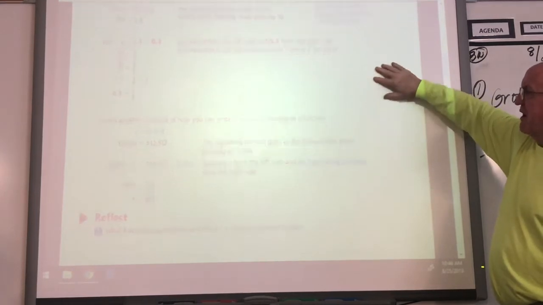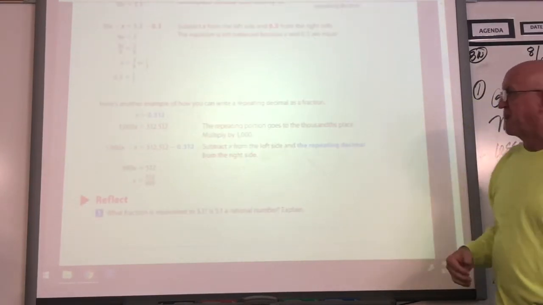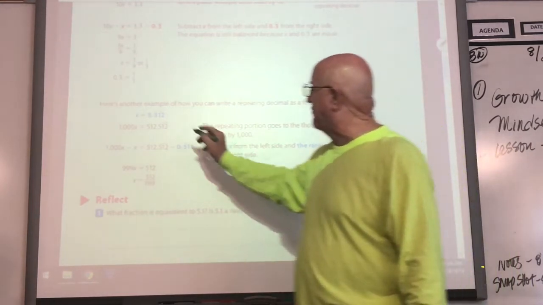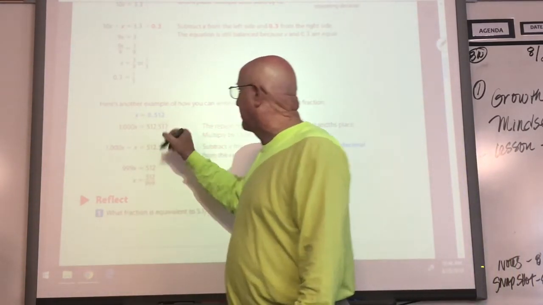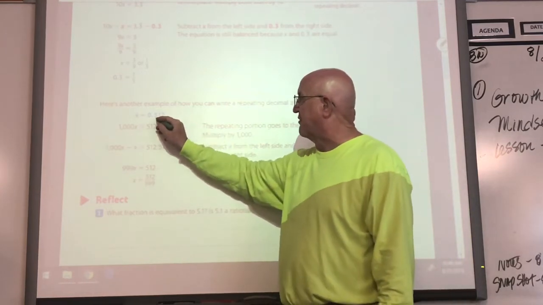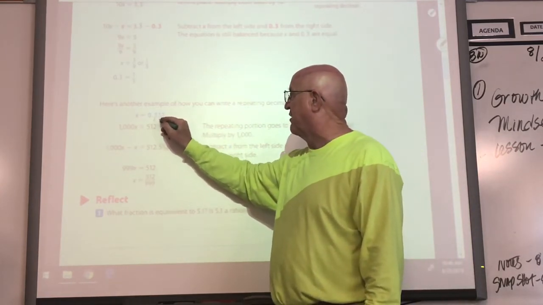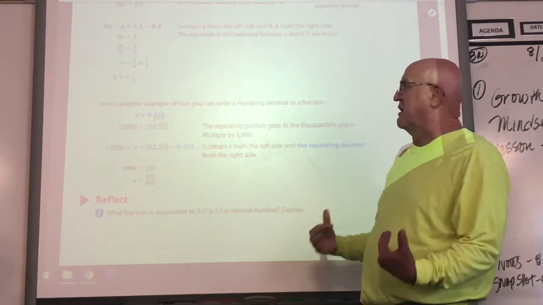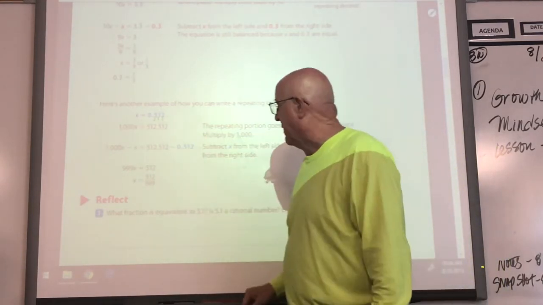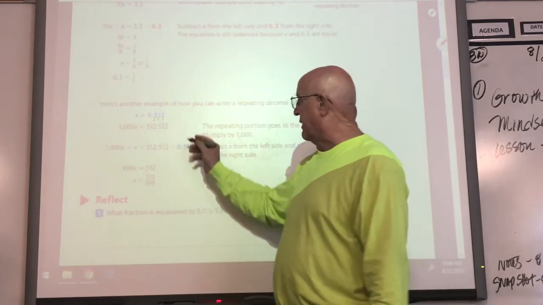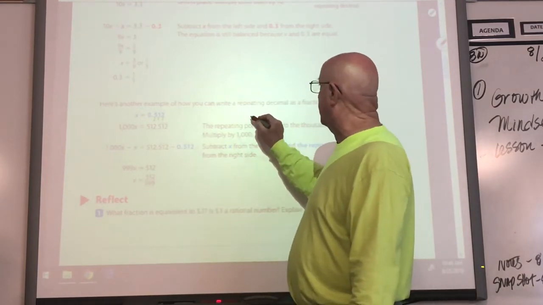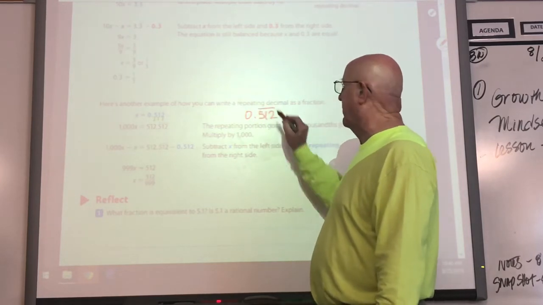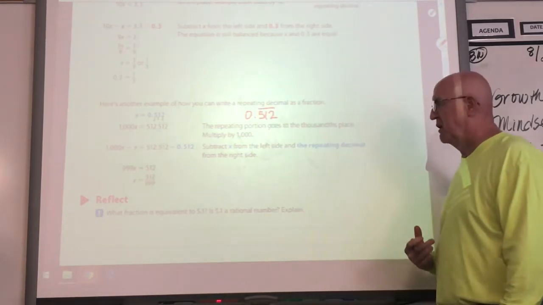Now, we can do the same thing with larger numbers. The difference here is that whatever the value of the last number is, in this case that's the tenths, that's the hundredths, and this is the thousandths place, whatever value that is, that's what we're going to multiply by. So in this case, we got 0.512 repeating. And all of that is repeating.